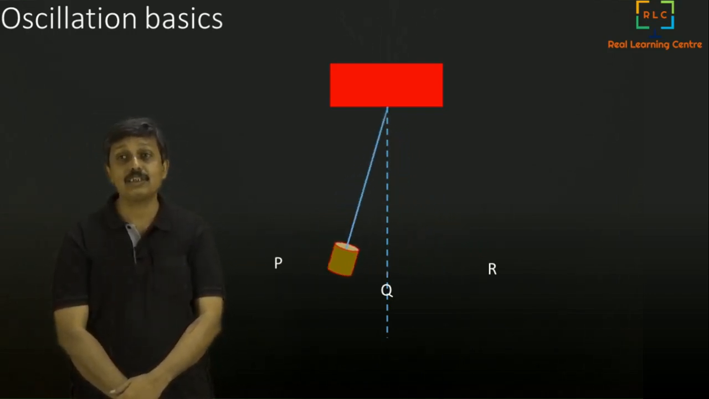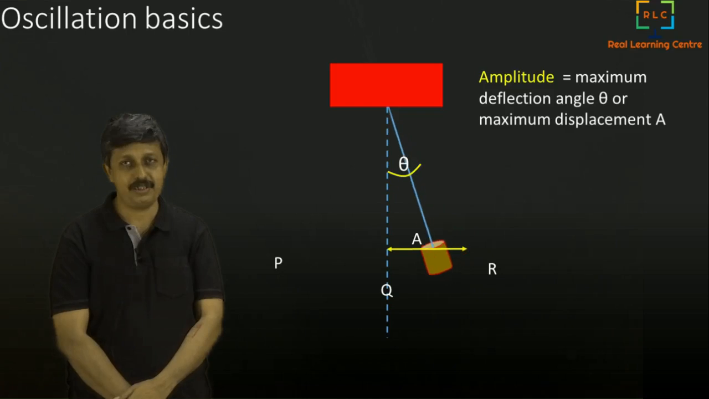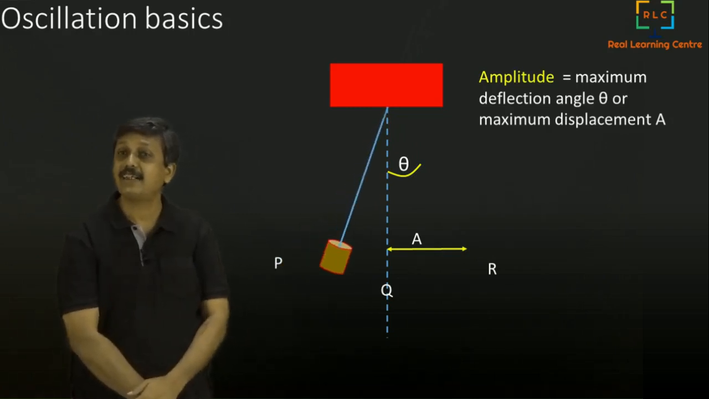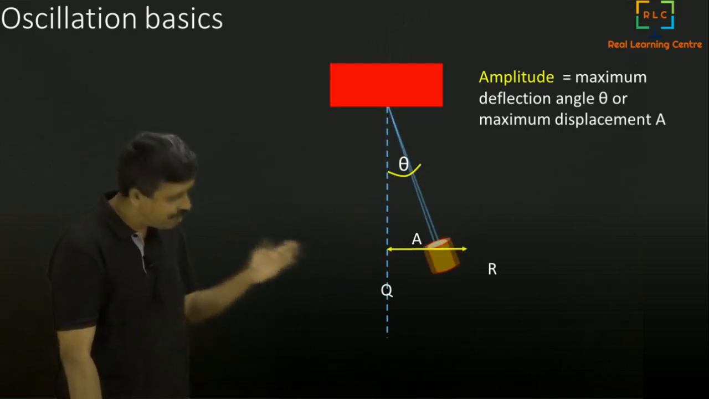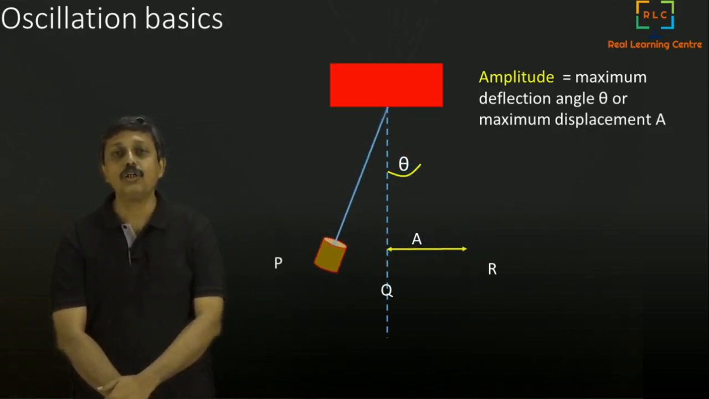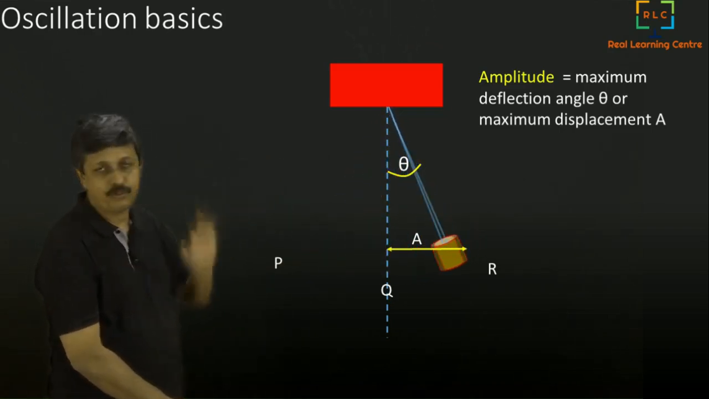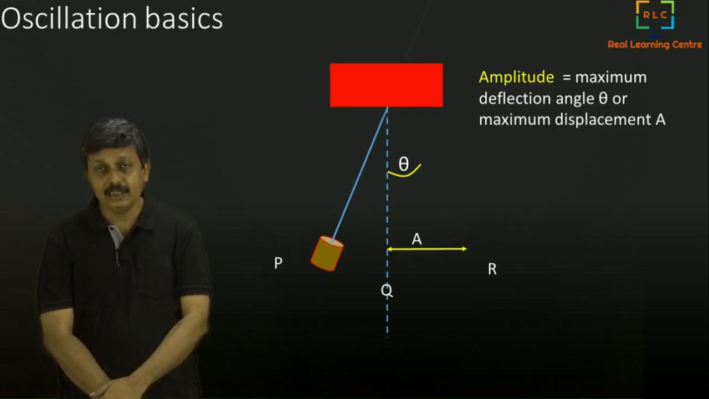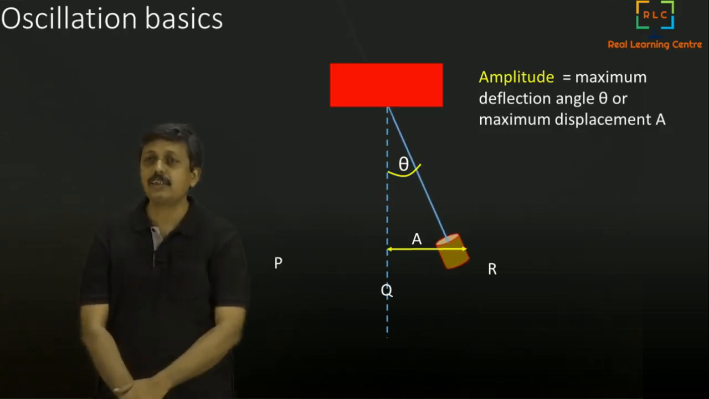So what I will do is look at the maximum displacement. The maximum deflection in this case is the angle theta. Maximum deflection is theta and maximum displacement is A. So either the maximum deflection or the maximum displacement, we call it amplitude. In various circumstances, we call this one or this one amplitude. We're just developing a language around oscillation. So one of the important words is amplitude.